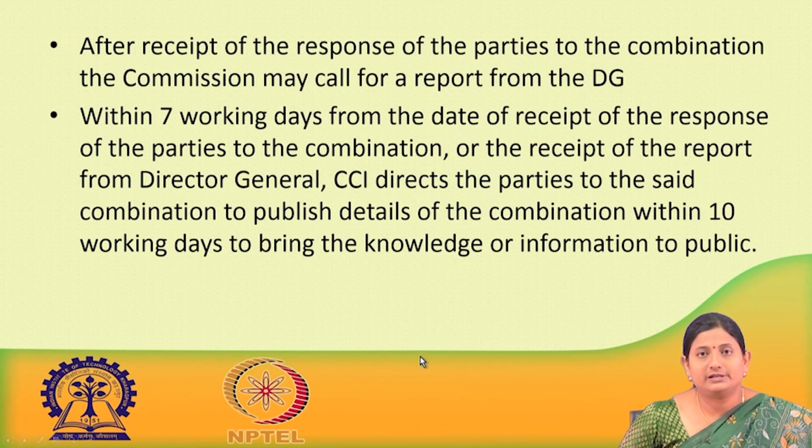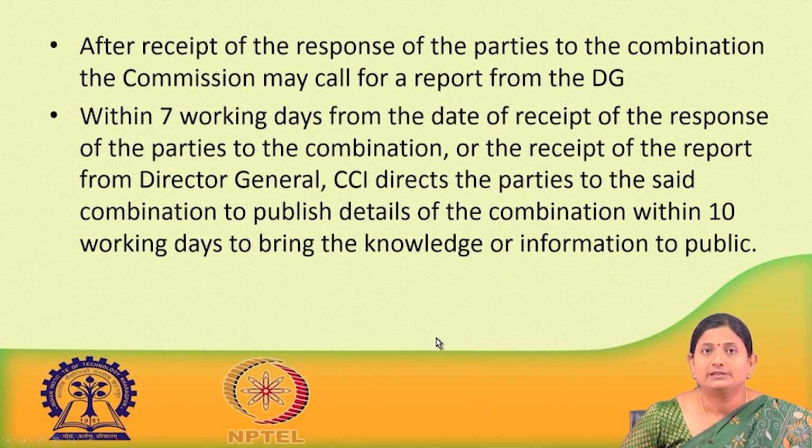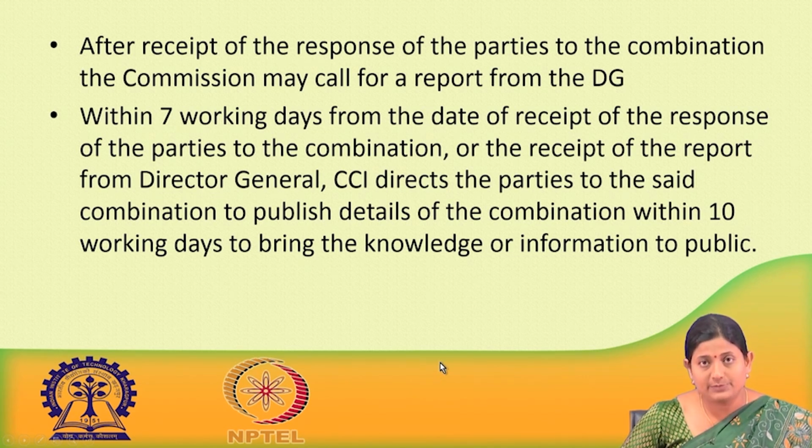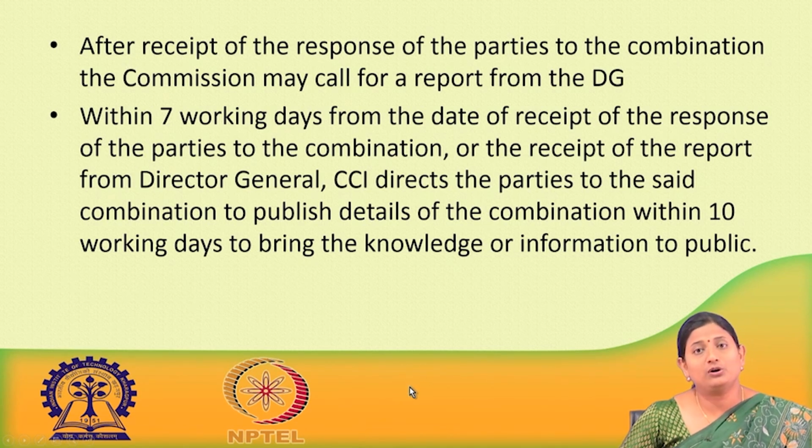After the 30 days given to the parties to respond, and after the receipt of the response from the parties, the Commission may call for a report from the Director General. So first the Commission receives the response from the parties and also the report from the Director General. Then, within 7 working days of receipt of the report from the Director General, the CCI directs the parties to the combination to publish all the relevant details of that combination within 10 days.